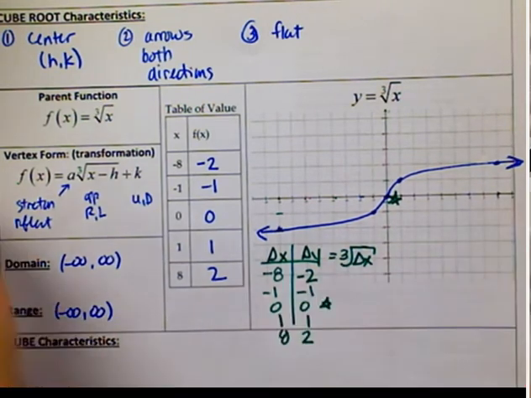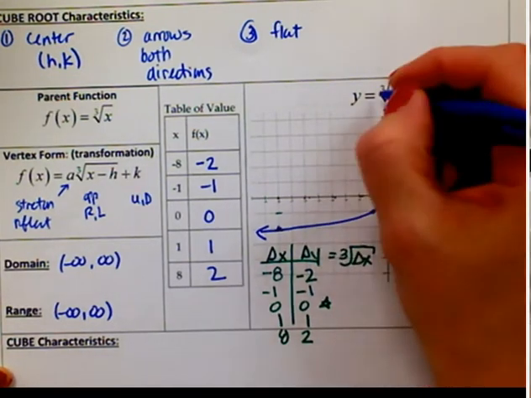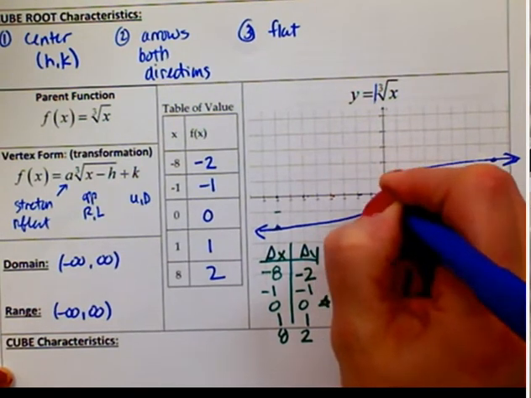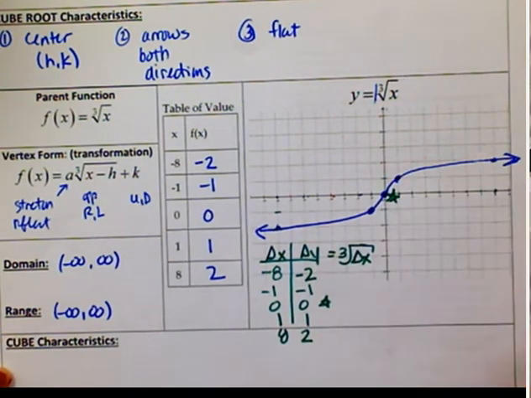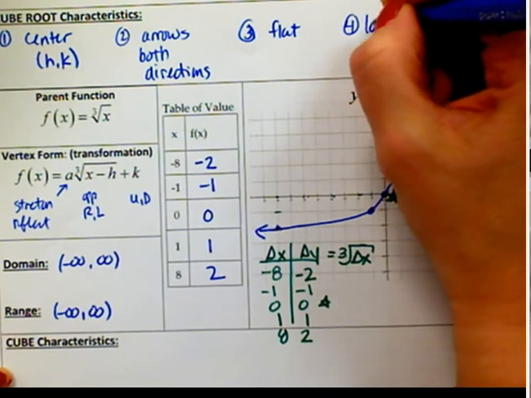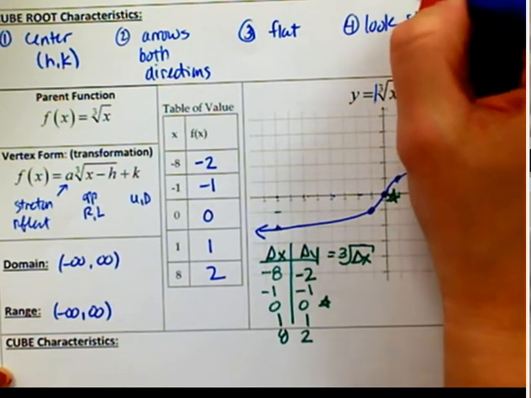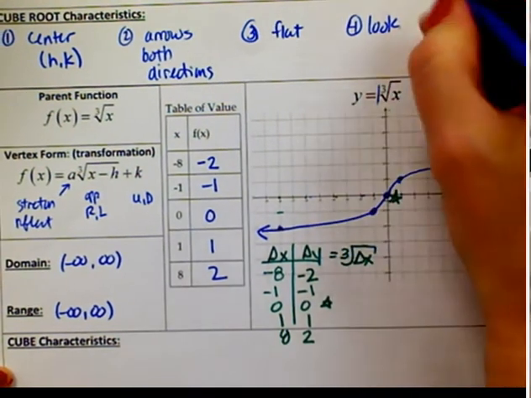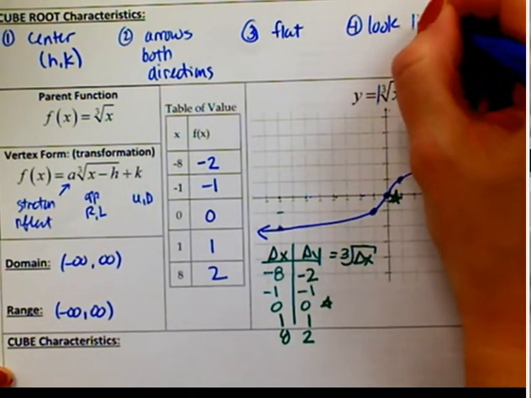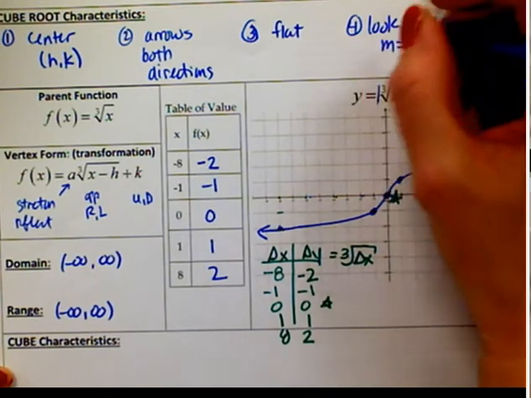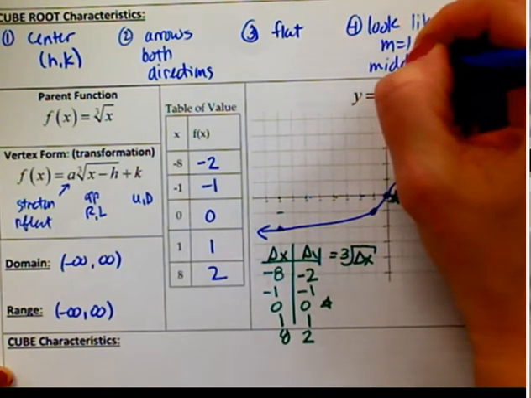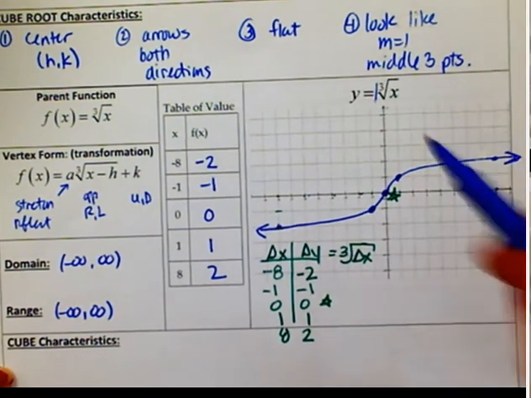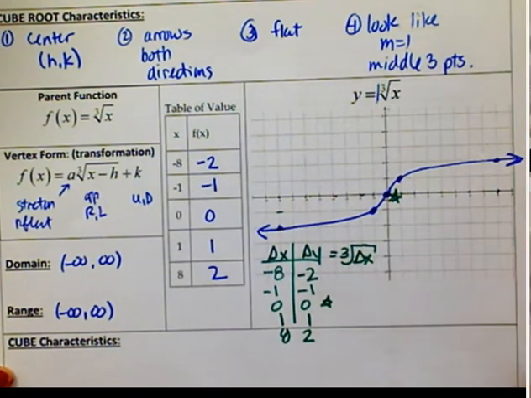One other characteristic I notice is that this is a positive 1 in front. Look at your center 3 dots. They look like a slope of 1 for the middle 3 dots. Notice my A value is positive, and it looks like a positive slope.